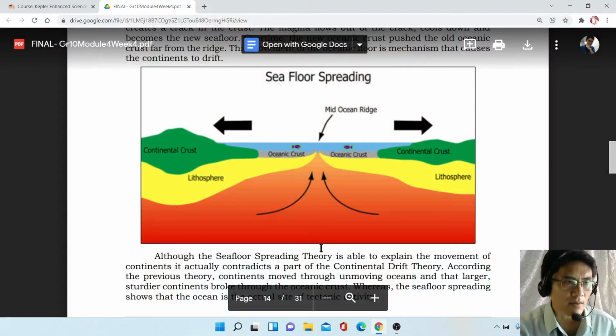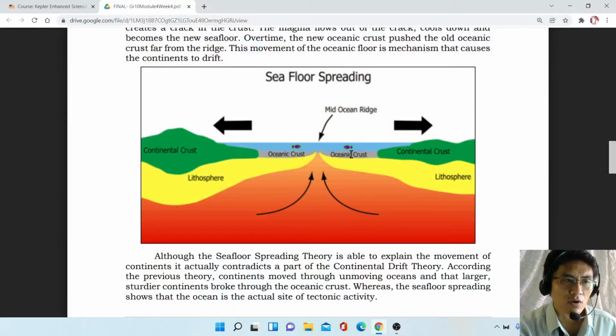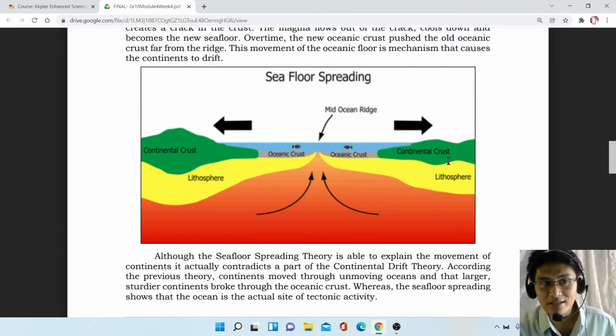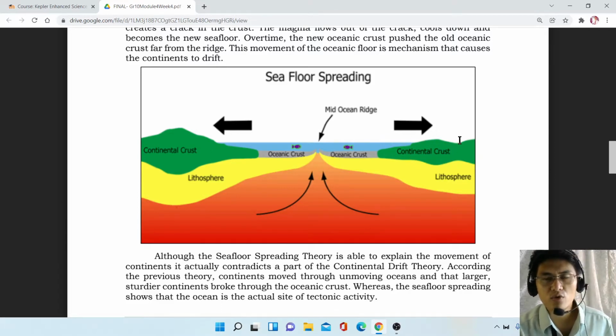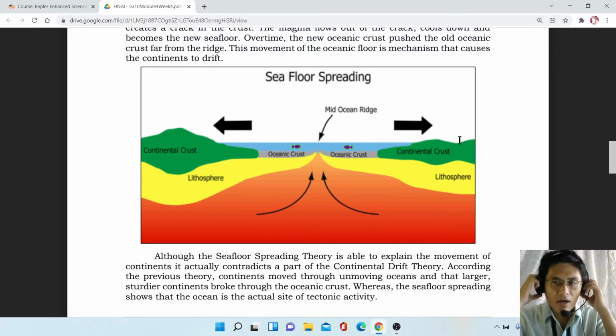So, like this. So, magma comes out, the seafloor gets pushed to the sides, and if you look at the seafloor, it's connected to the continents, the continental crust. So therefore, when the seafloor moves, the continents also are pushed by the same force, and they also move. And so therefore, the question that Wegener was not able to answer was answered by the seafloor spreading theory by Harry Hess and Robert Dietz.